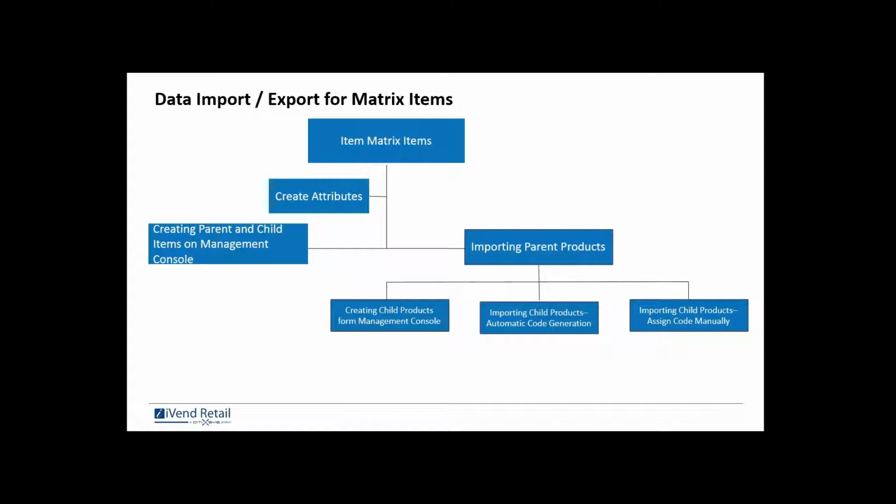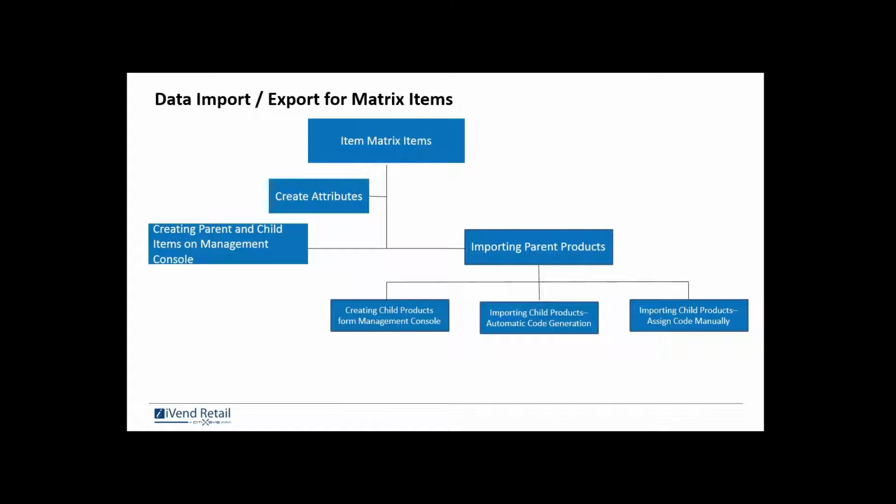First, I need to create the attributes. As I have discussed previously, attributes are basically the features or the patterns on which the variants differ from each other. Then I can go with the old classic school style where I create the parent and child products manually, or with 6.4, I can import parent products.